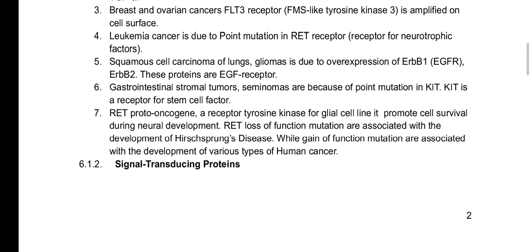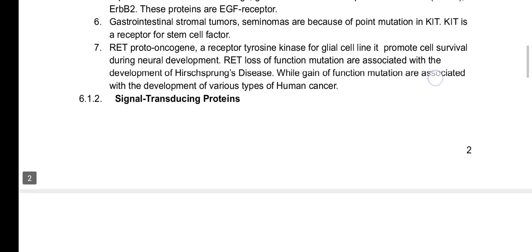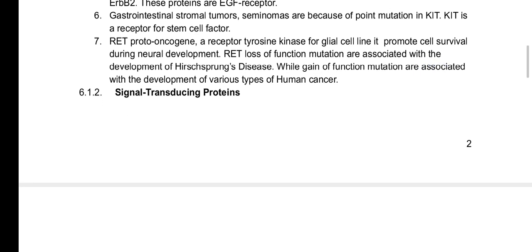RET proto-oncogene is a receptor tyrosine kinase for glial cell line-derived neurotrophic factor. It promotes cell survival during neural development. RET loss of function mutations are associated with the development of Hirschsprung disease. I'm not sure about the pronunciation. While gain of function mutations are associated with the development of various types of human cancer.